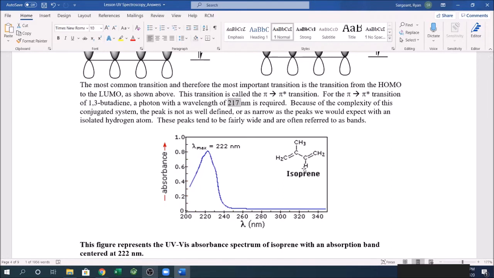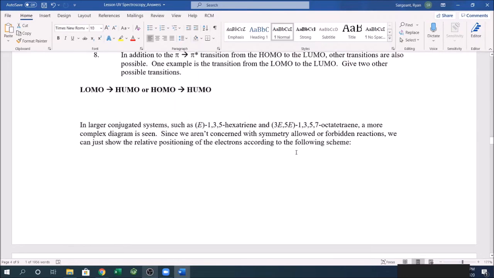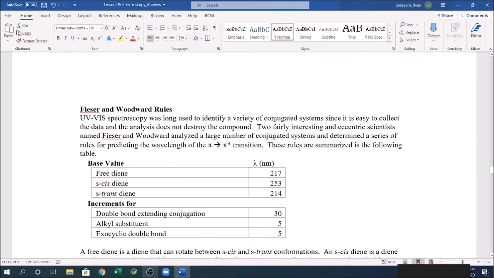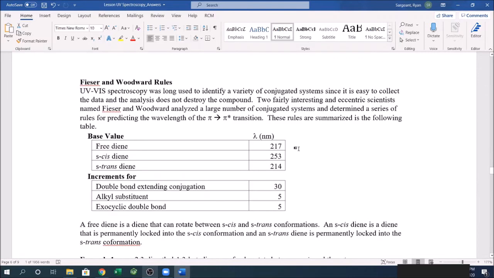And all those questions were ones that two chemists named Fieser and Woodward eventually looked at enough data to start to come up with some predictable patterns. And these Fieser and Woodward rules are powerful because they allow you to evaluate a conjugated pi system based on these 6 numbers and their definitions that you are going to need to memorize and come up with an estimate for what that lambda max is most likely to be. First, we need to think about the 3 different types of base values. They are free dienes, S-cis dienes, and S-trans dienes.